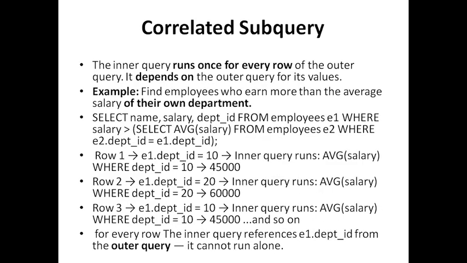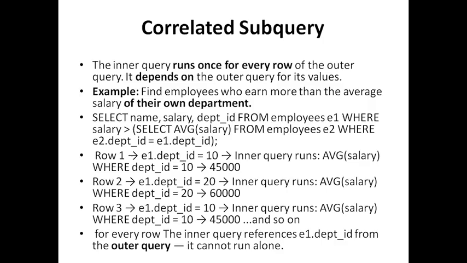Next we will see what is correlated subquery. Here the inner query runs once for every row of the outer query. Suppose the outer query runs 5 times, it means the inner query also runs 5 times. Here the inner query depends on the outer query for its values. We will see one example for correlated subquery. Find employees who earn more than the average salary of their own department.